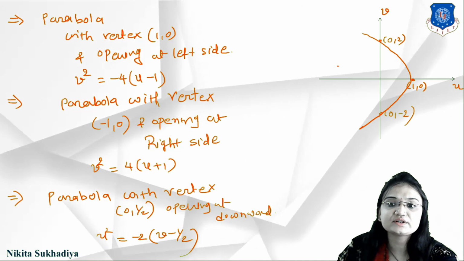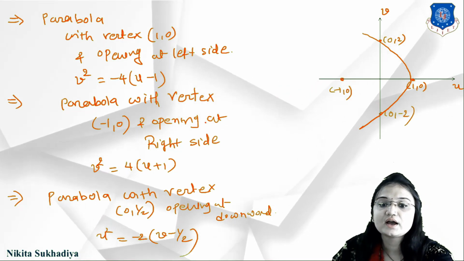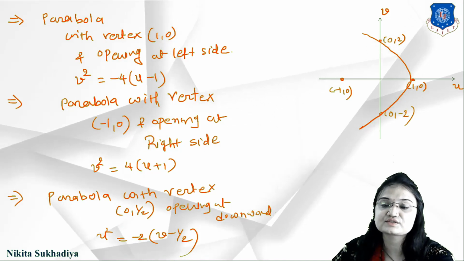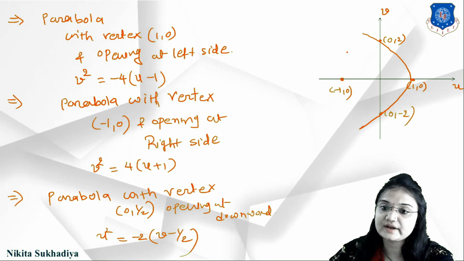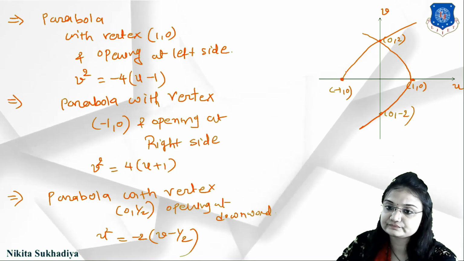Okay, the second point is our (-1, 0). Here we have the point (-1, 0) and it opens to the right side. Here the distance is like this. So here also it goes through (0, 2) and (0, minus 2). So this is the parabola like this.